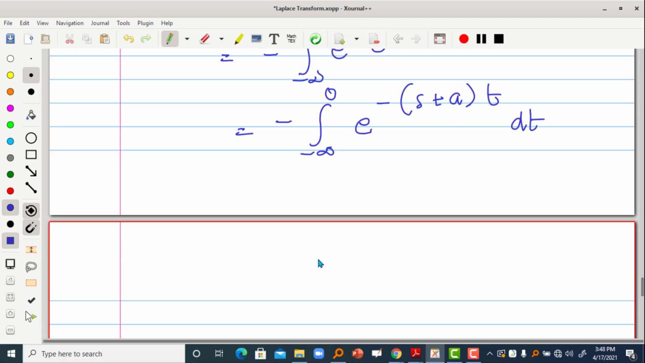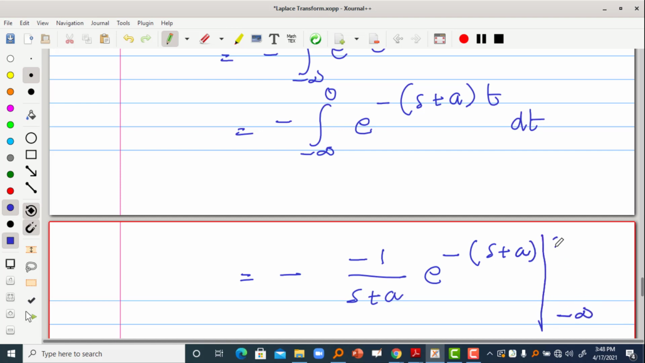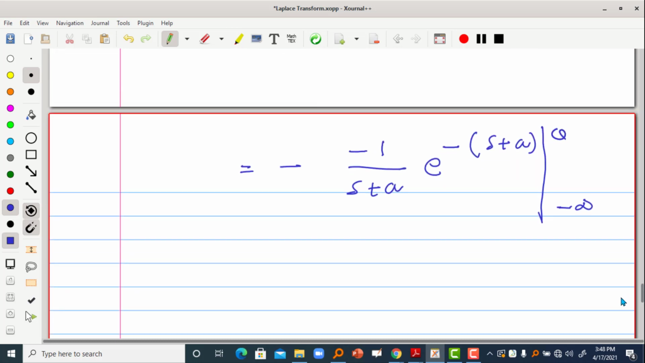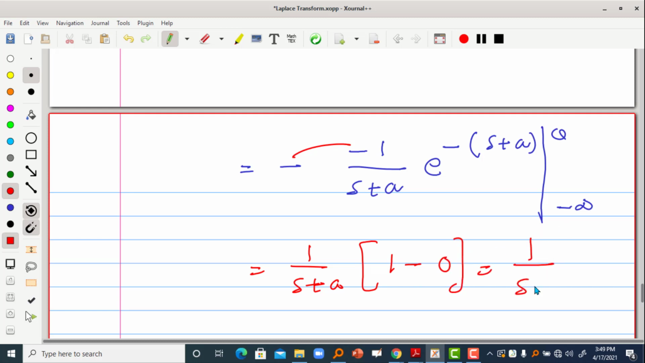Now if we compute the integral, we have a minus here, and the integration of e power minus s plus a t dt results in minus 1 by s plus a into e power minus s plus a t, within the range minus infinity to 0. Note the range is from minus infinity to 0. The minus and minus cancel, so we get 1 by s plus a into e power 0, which is 1, minus e power minus infinity, which is 0. So 1 minus 0 equals 1 by s plus a. So here also the result is 1 by s plus a.